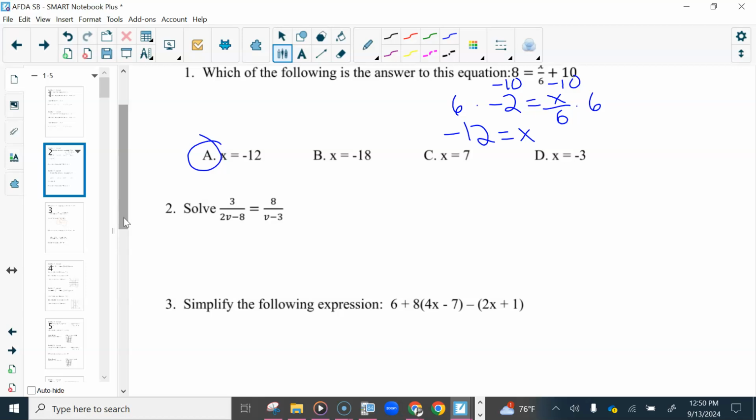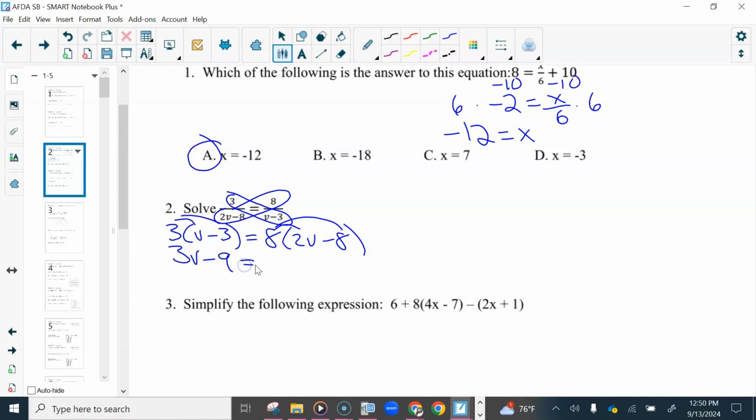Number 2, we had to cross multiply. So we would do 3 times b minus 3 equals 8 times 2b minus 8. Distribute the 3 to both parts, the 8 to both parts, to get 3b minus 9 equals 16b minus 64.